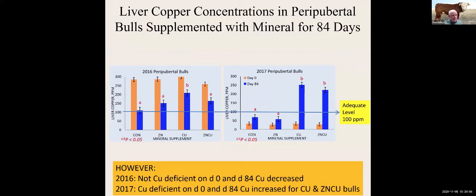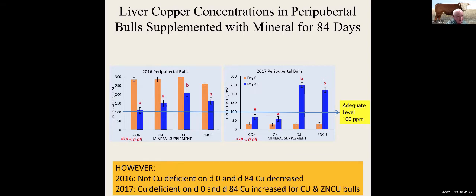However, in 2016 and 2017, the bulls didn't act the same. So in 2016, the bulls were not copper deficient on day 0. And throughout the period from day 0 to day 84, copper concentration decreased, or at least on day 84, it was decreased compared to day 0 across all treatments. The bulls that received the copper alone did have greater concentrations of copper in the first year.